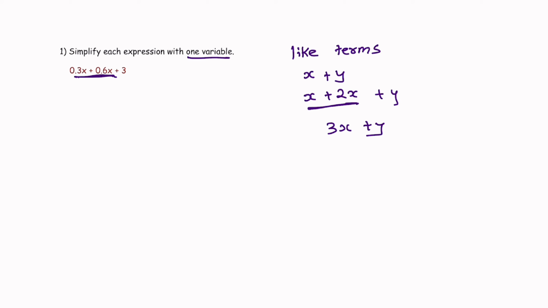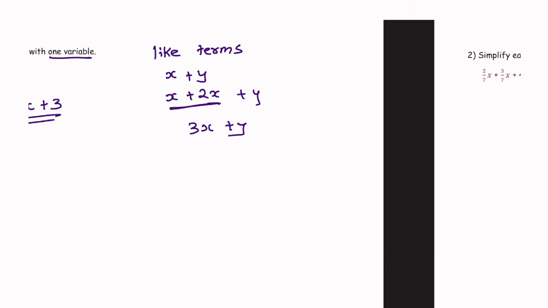We can see these two terms have x, but 3 does not have it. 0.3 and 0.6 gives us 0.9, like 3 plus 6 is 9. So 0.9x plus 3. We leave 3 as it is. Next, same thing here. We have x here and x here. And luckily, both the denominators are the same. So addition is much simpler. 2 plus 3 is 5 over 7x plus 4. And it's done.